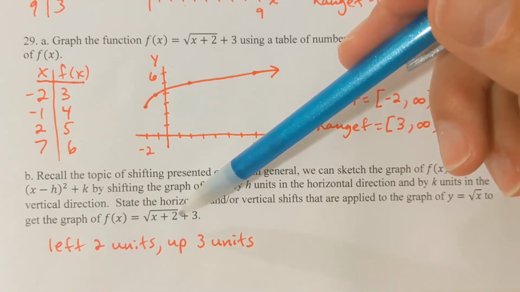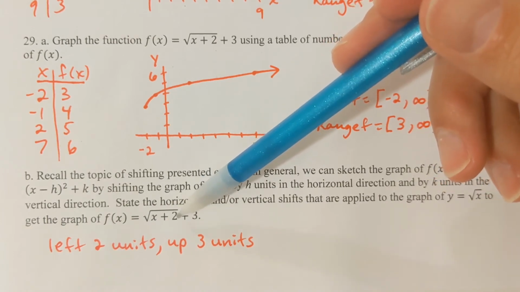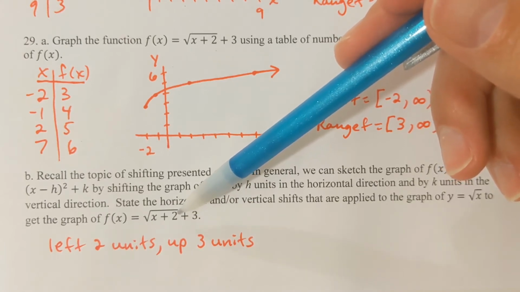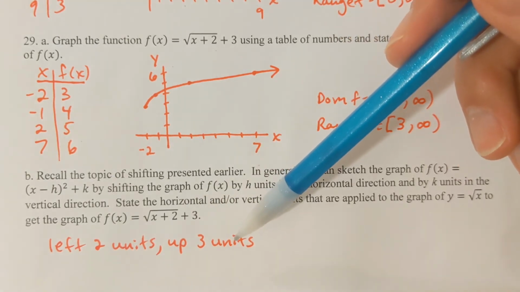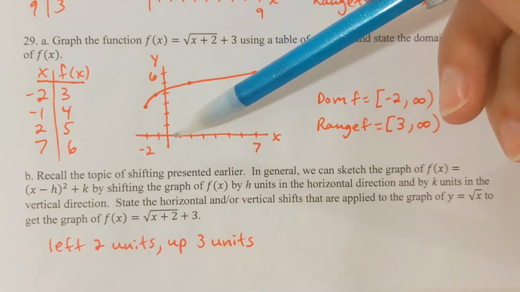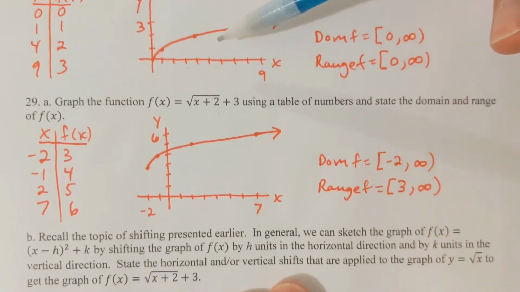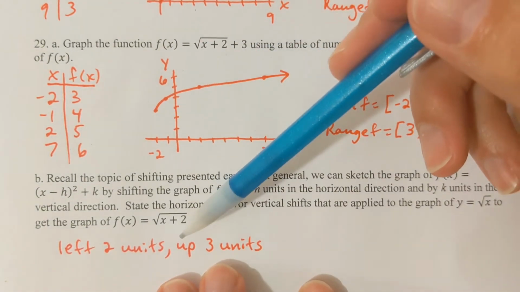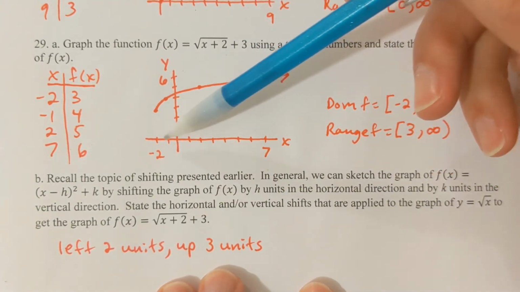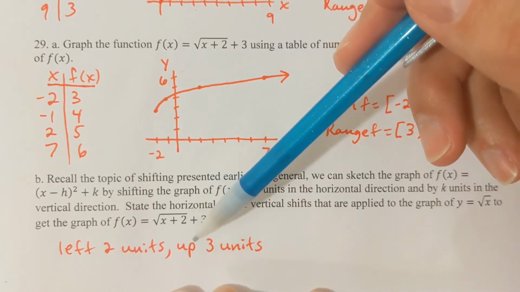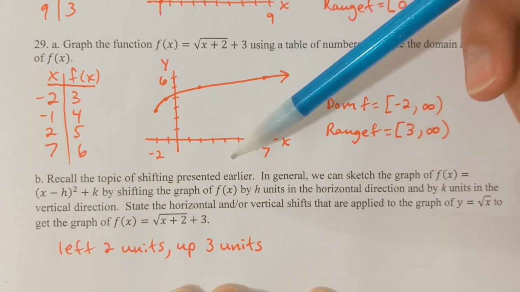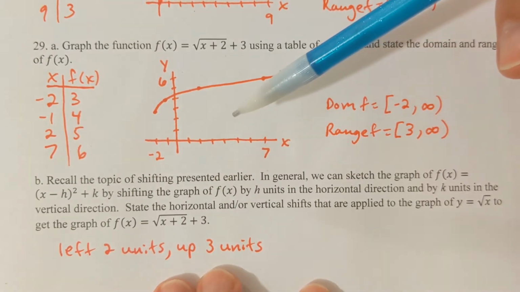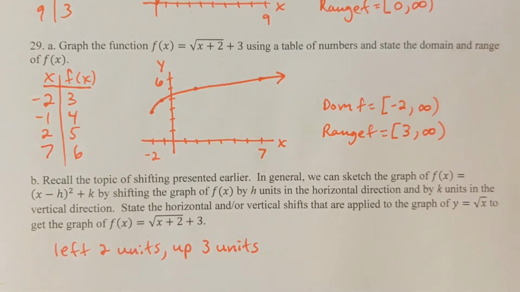For what we have here, x minus negative 2, that'd be the same as x plus 2. h would be negative 2 then. And k would be 3. So we see in this graph that if we start with the original, we go to the left 2 and then up 3. Well, what's causing the graph to go to the left 2 would be the plus 2. What's causing it to go up 3 would be the plus 3. Okay, so I could kind of use that idea of shifting that we talked about in the last section there.